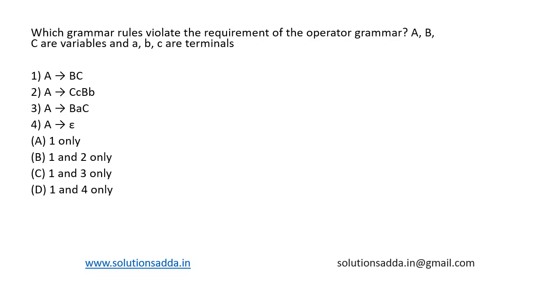This is a question from compiler design. Which grammar rule violates the requirements of the operator grammar? A, B, C are variables and small letter a, b, c are terminals, and four grammar rules are given. So let's understand the basic rules regarding operator grammar. The first rule is, in operator grammar, production rules which have adjacent non-terminals on the right hand side are not allowed.